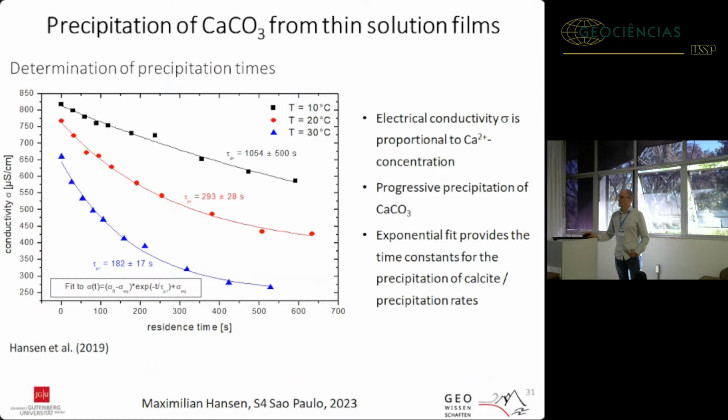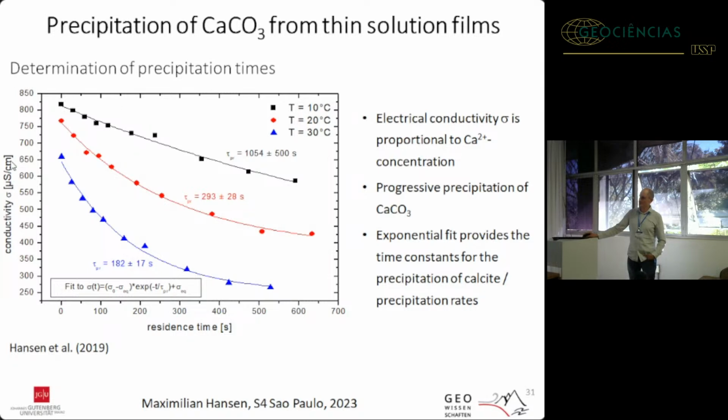Okay, so this is basically the precipitation of artificial speleothem calcite for a solution film of 0.0 millimeter in thickness for 3 different temperatures, and for a solution which had initially 5 millimoles of calcium in the solution. And what you can see is a strong dependence, as you would expect, with temperature.